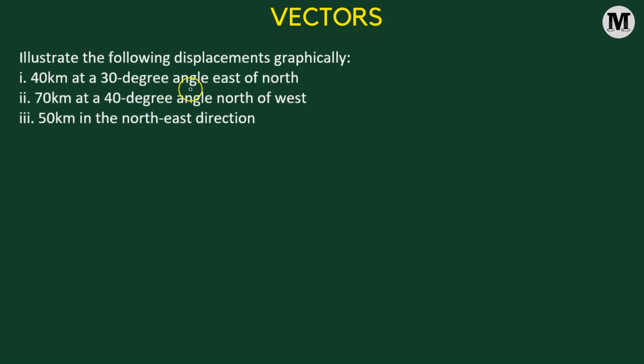So here in this problem, we need to illustrate the following displacement graphically. We have three of them: 40 kilometer at a 30-degree angle east of north, 70 kilometer at a 40-degree angle north of west, and 50 kilometer in the northeast direction. Now for each of the problems, we will consider our coordinate axis, where the x-axis is going to represent the direction west and east, and the y-axis will be representing the direction north and south.